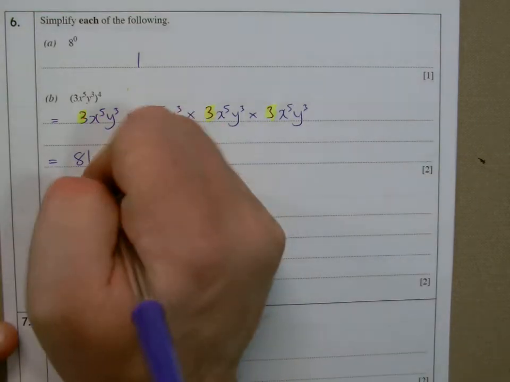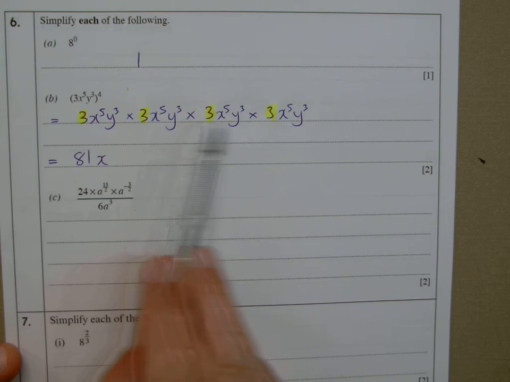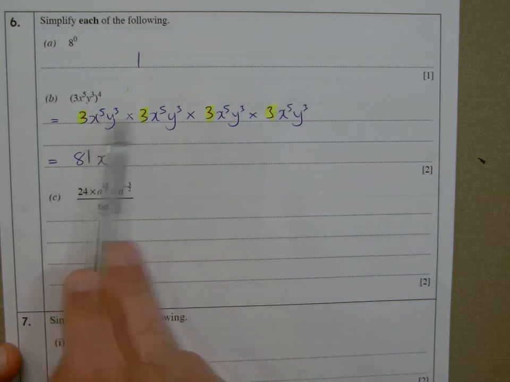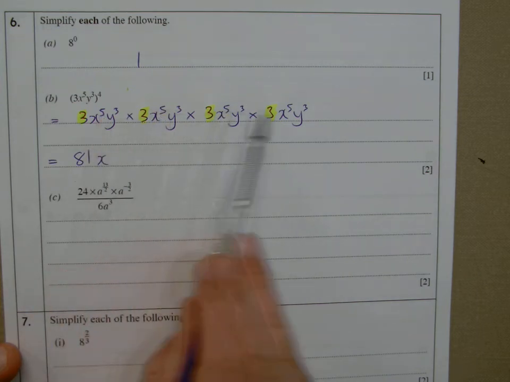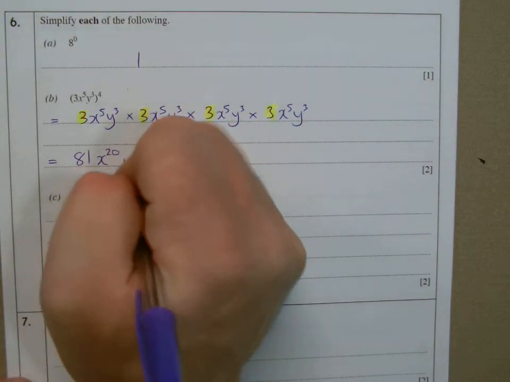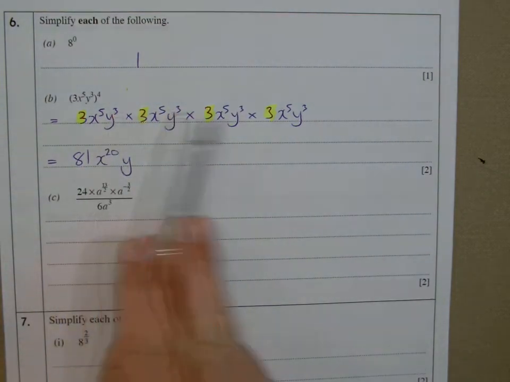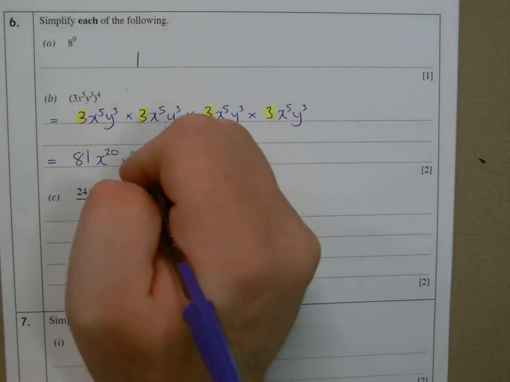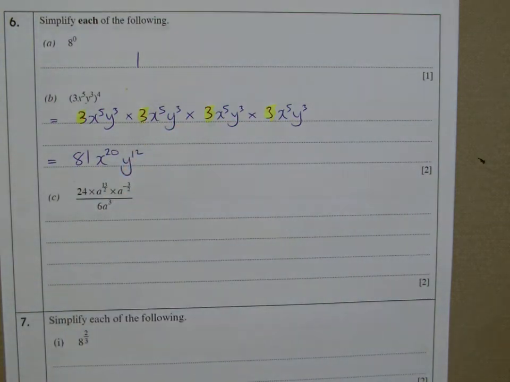Now with the x's then, remember when we're multiplying, we add the powers. So you've got 5 here, 5 here, 5 here, 5 here. Add all those 5s, you get 20. And then with the y's, the same thing: you've got 3 plus 3 plus 3 plus 3, which is 12. So that's fine, isn't it?